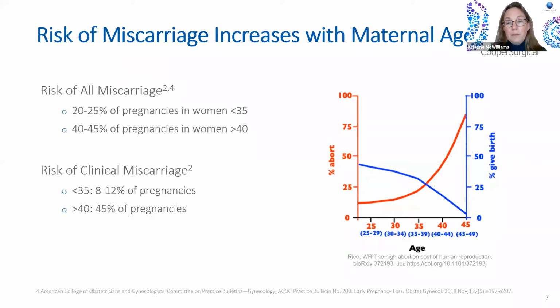For clinical miscarriages, ones that have pregnancies that have been clinically recognized, only 8 to 12% of pregnancies in younger women will result in miscarriage, but still a very high number will result in miscarriage for older women. The graph on the right shows not only that drastic increase in miscarriage as women age, but also the decrease of chance of live birth similarly as women age.